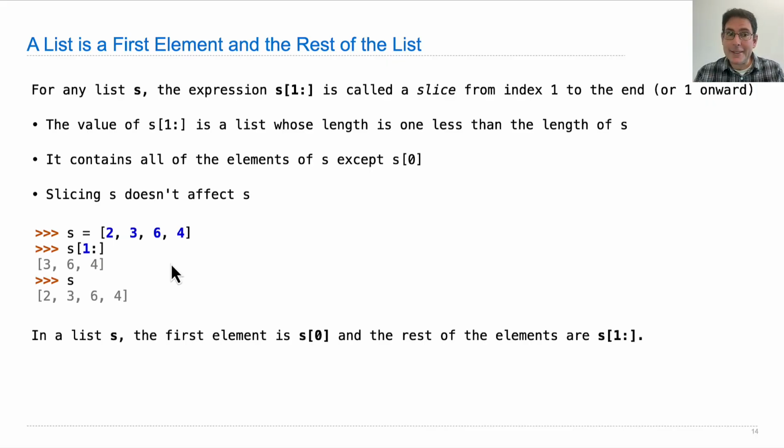In a list S, the first element is S[0], as we know, and the rest of the elements are S from 1 onward. This is an important view of the contents of a list because recursive functions will often make a recursive call on the rest of the list because it is a list and therefore can be processed in a similar way, but it's a simpler list because it's shorter.